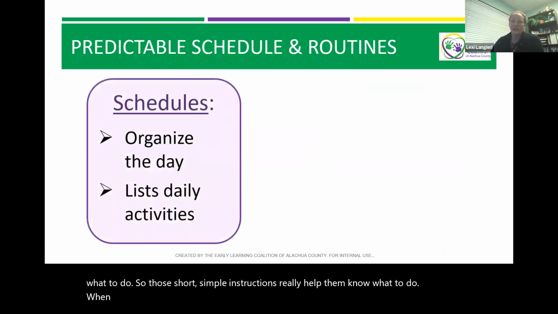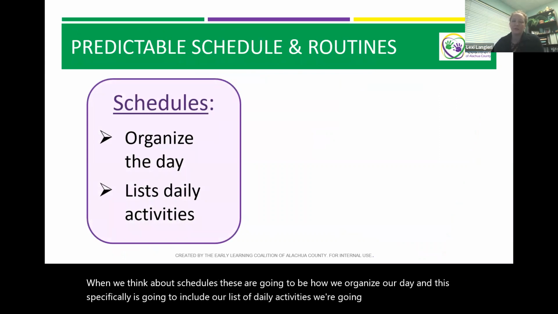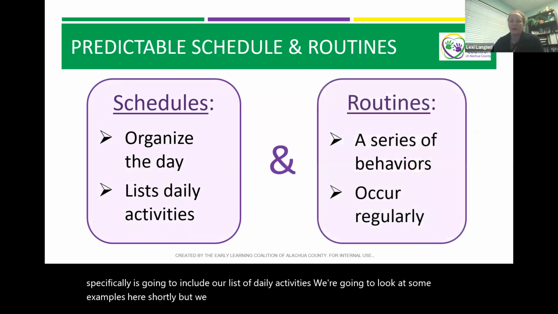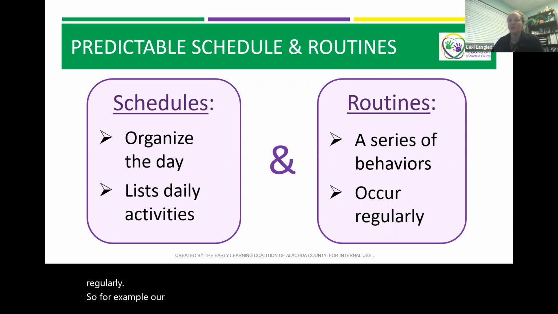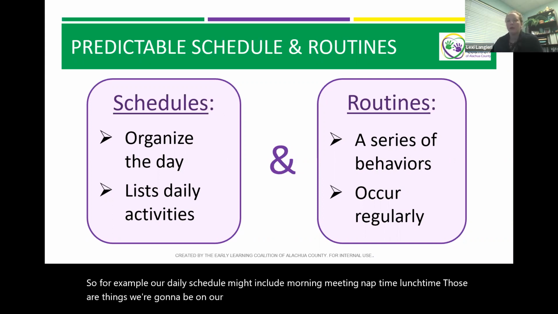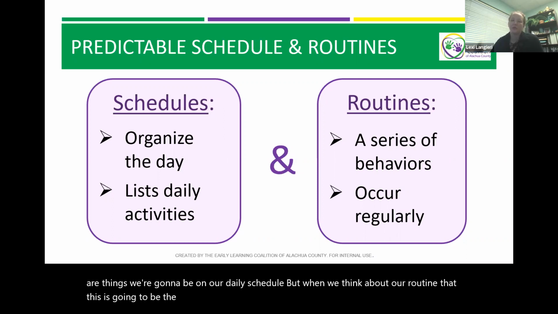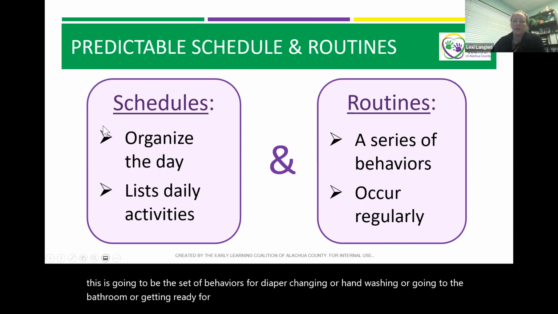When we think about schedules, these are going to be how we organize our day. And this specifically is going to include our list of daily activities. We're going to look at some examples here shortly. But we also have, as part of our day, routines. And routines are going to be a specific series of behaviors within an activity itself. And these are going to occur regularly. So for example, our daily schedule might include morning meeting, nap time, lunchtime. Those are things that are going to be on our daily schedule. But when we think about a routine, this is going to be the set of behaviors for diaper changing or hand washing or going to the bathroom or getting ready for lunch. So when we think about schedules and routines, just kind of keep this in the back of our mind.